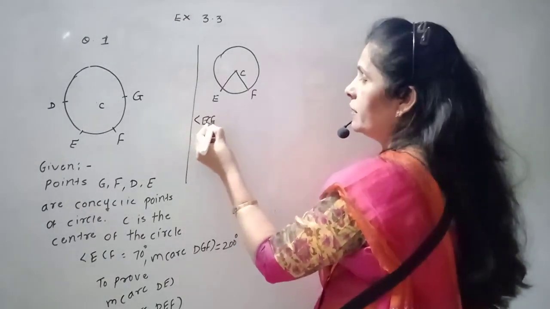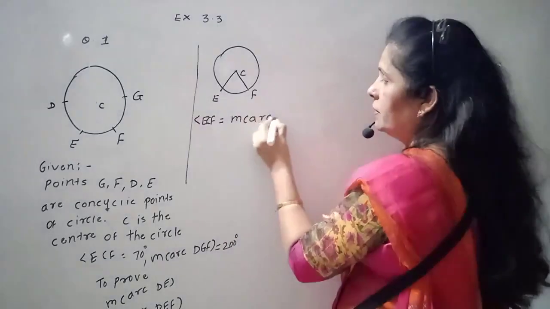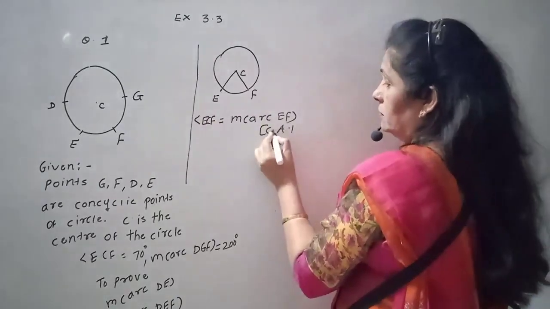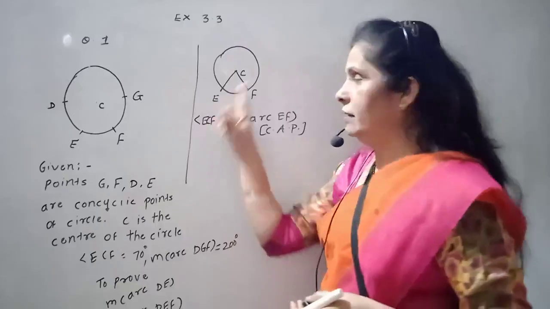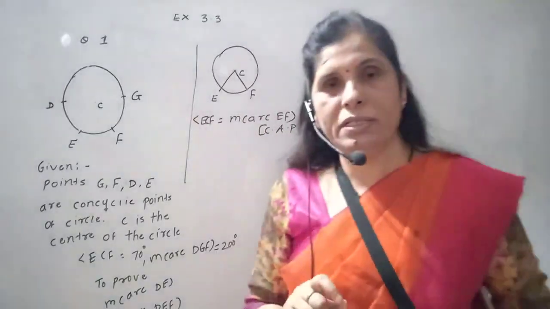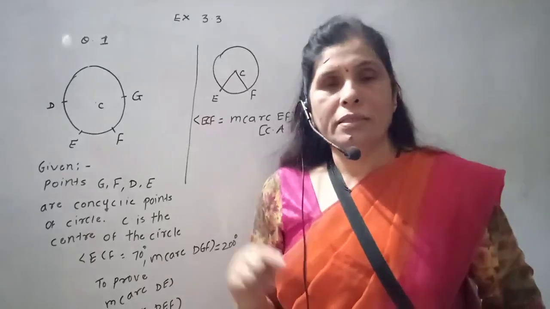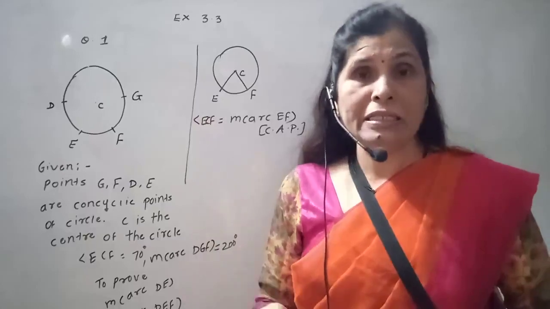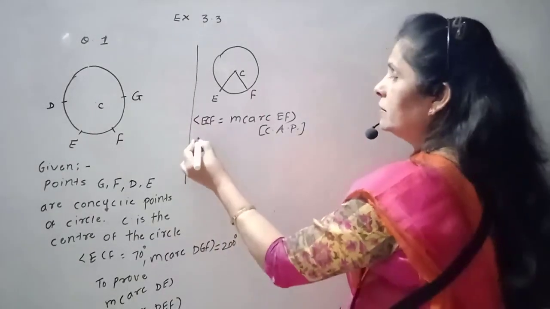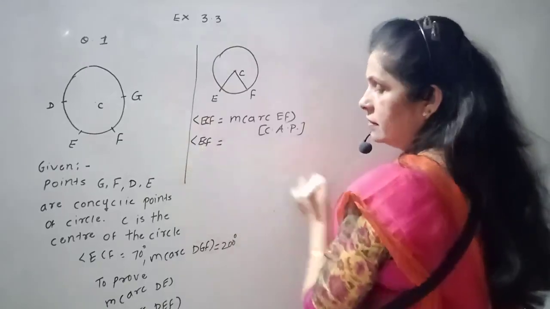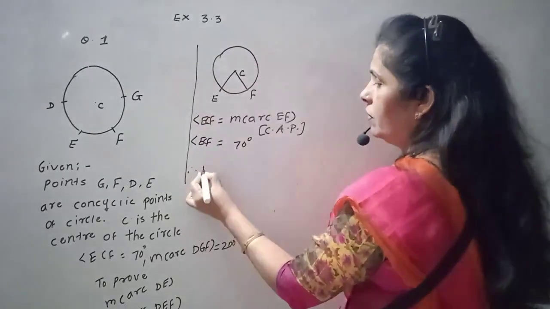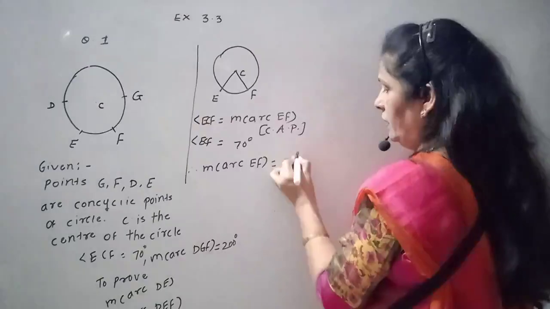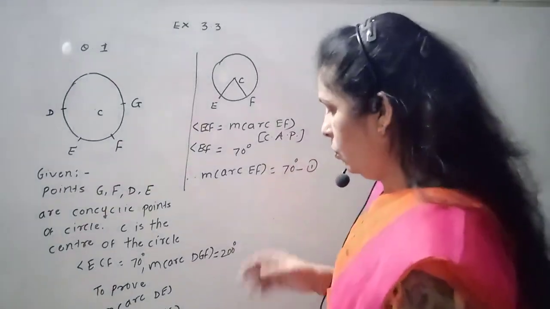Angle ECF is equal to measure of arc EF. Corresponding central angle's property: angle ECF is a central angle. Central angle property is that the measure of a central angle is equal to the corresponding minor arc. Minor arc means the measure of the arc is less than 180 degrees. But angle ECF is 70 degrees, that is given. Therefore, measure of arc EF is 70 degrees. This will be equation number 1.